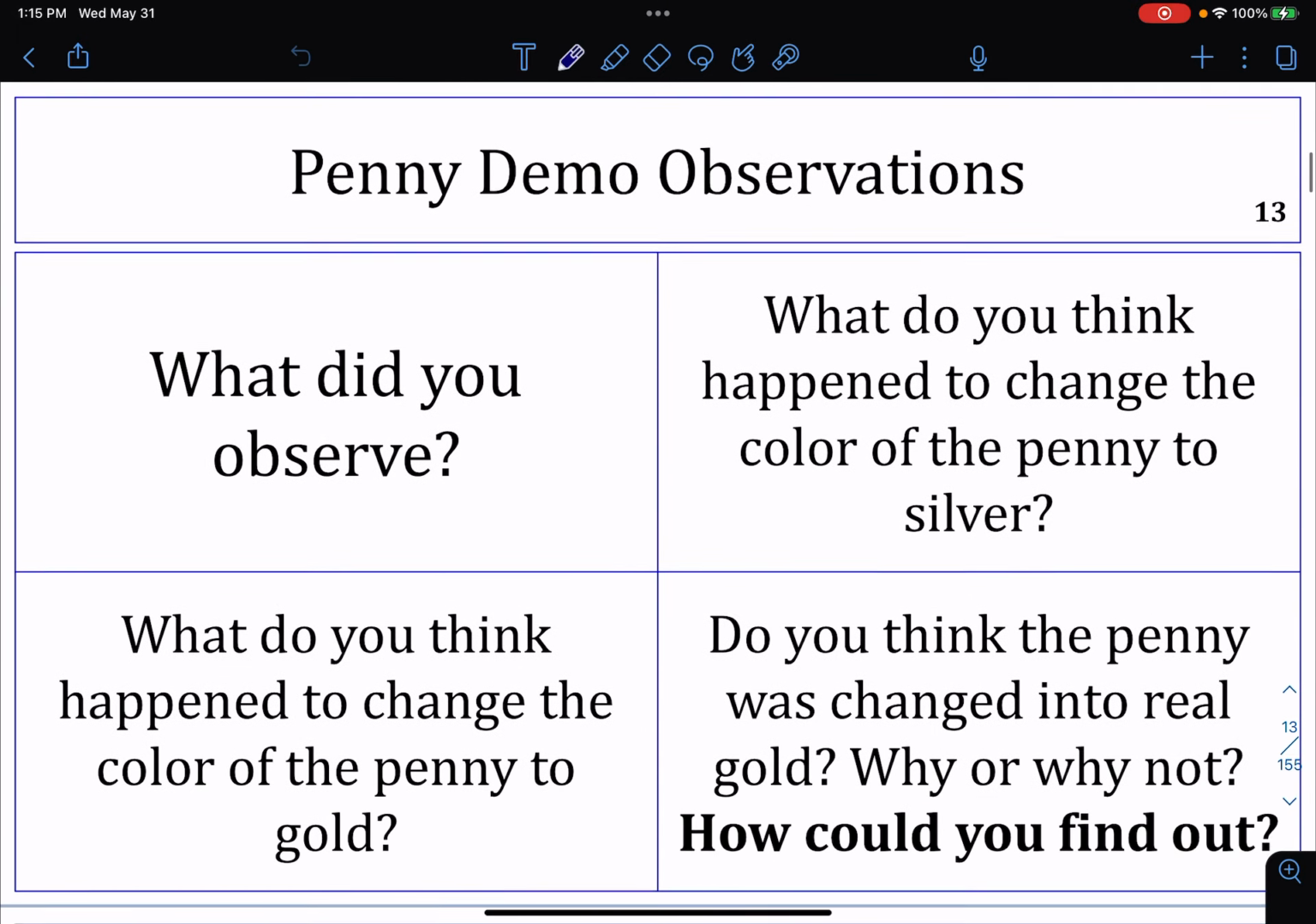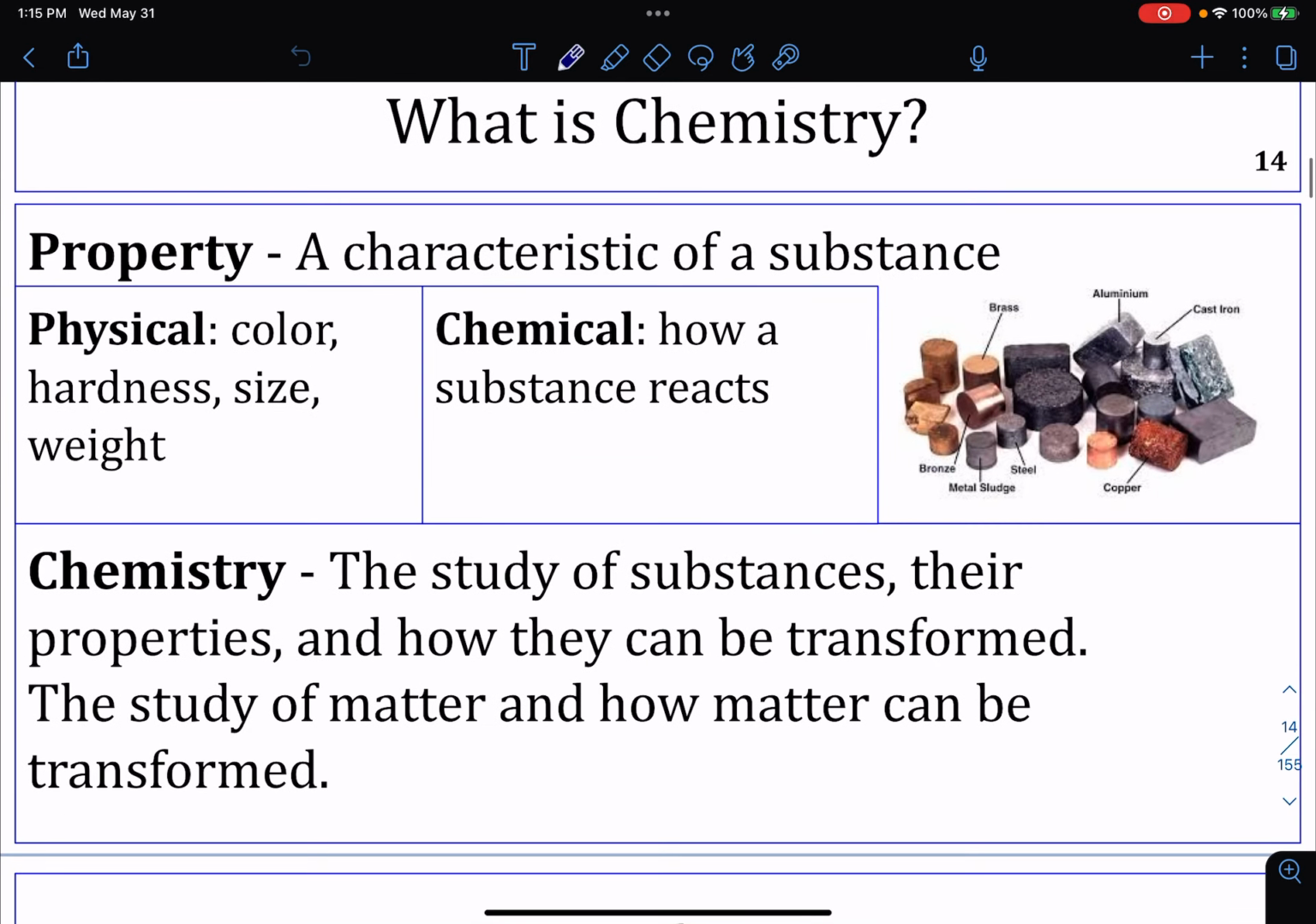So, what is chemistry? Chemistry is often referred to as the central science because it is connected to a vast array of other disciplines. Chemistry is the study of substances, their properties, and how they can be transformed. Another way to put it is that chemistry is a branch of physical science that studies the composition, structure, properties, and change of matter.